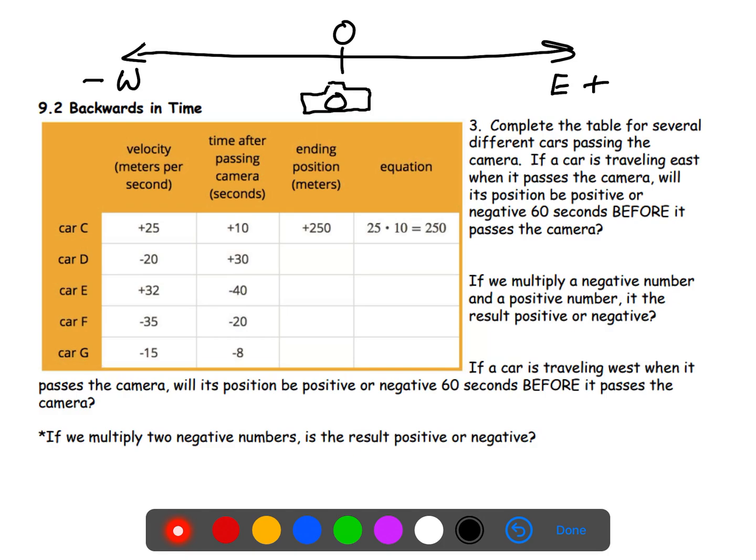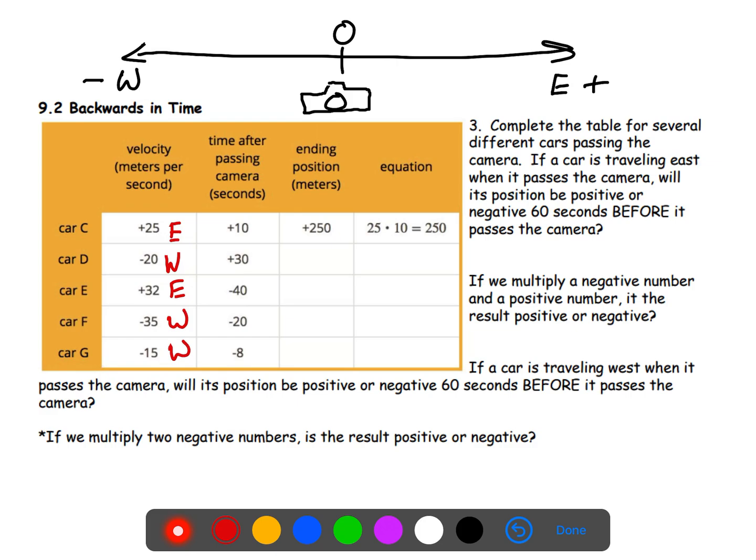So let's look at the table here. Now we've got 5 different cars. We have 5 different velocities. Some are positive and some are negative. So keep in mind, if it's a positive velocity, the car is traveling east. If it's a negative velocity, the car is traveling to the west. So we'll just go ahead and label those just to keep that in mind.